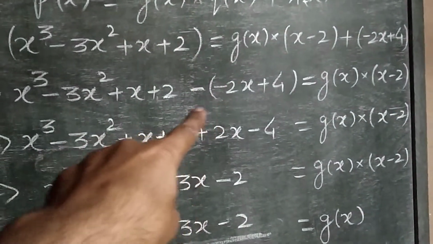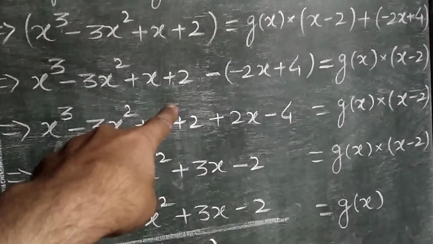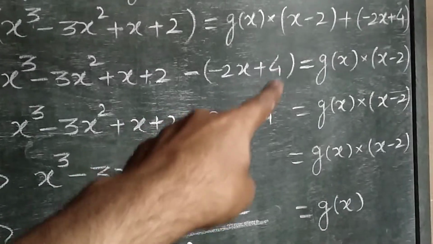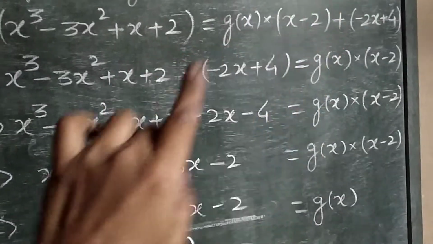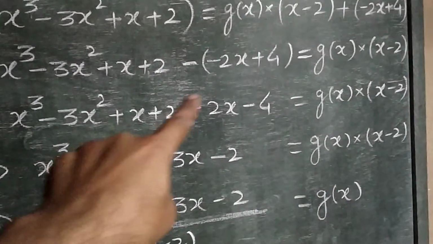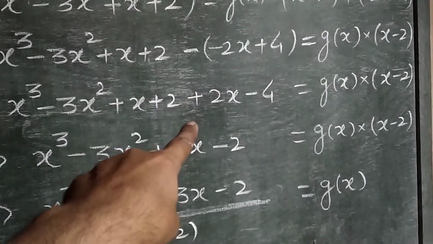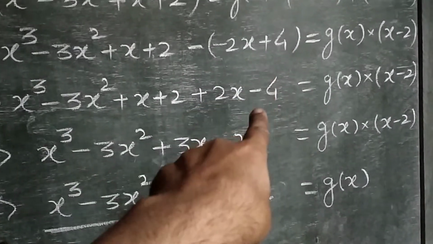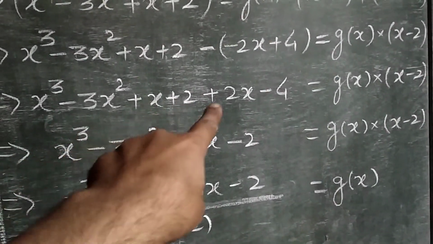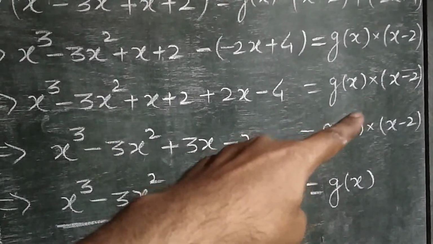It will become minus. So in the next step we will write p of x as it is, x cube minus 3x square plus x plus 2, and it will become minus (minus 2x plus 4), and g of x into x minus 2 will be as it is. Now open the bracket, the sign will change. So minus into minus becomes plus, and minus into plus becomes minus. So we are getting x cube minus 3x square plus x plus 2 plus 2x minus 4, and the right hand side will be as it is, g of x into x minus 2.